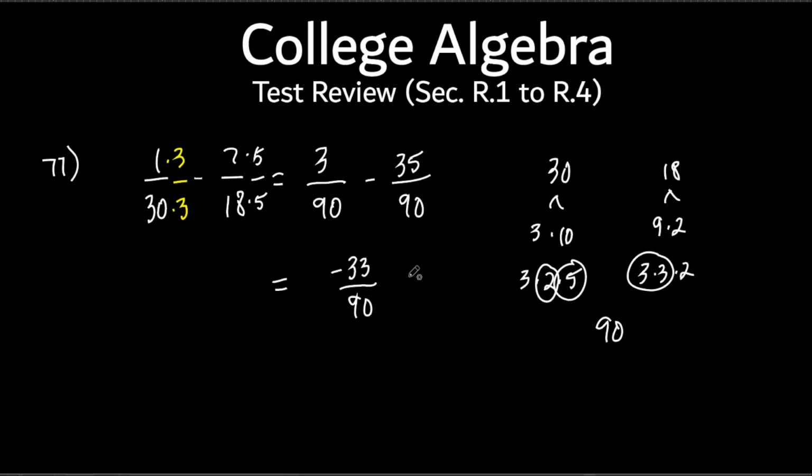Do we just circle it and leave it? No. What do we have to do with this? We've got to simplify it, reduce it. What goes into both of these things right here? It's pretty easy. 3 does. So 3 goes into 33 11 times. 3 goes into 90 how many times? 30 times. Everybody with me on that? So our answer now is negative 11 over 30. It doesn't simplify any more than that, and that's our answer. So that's how you subtract or add fractions.